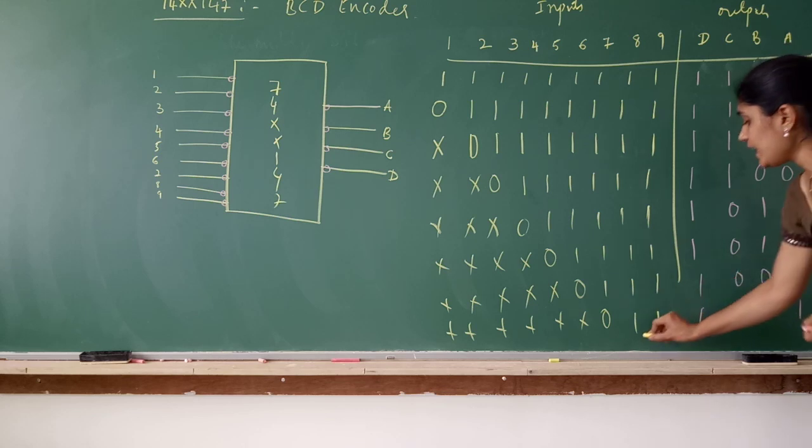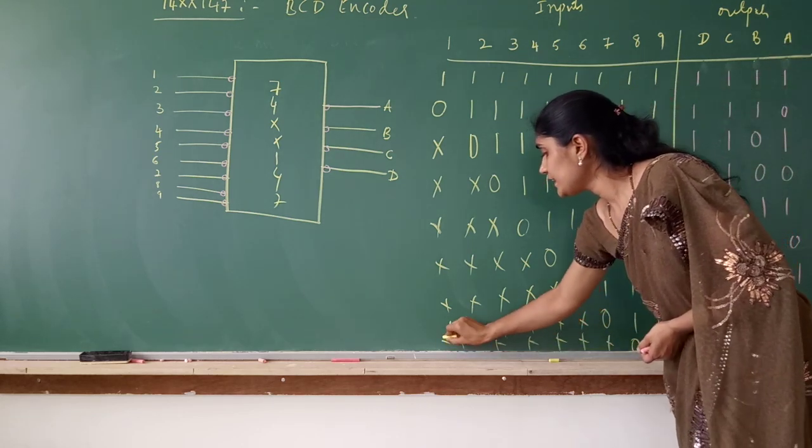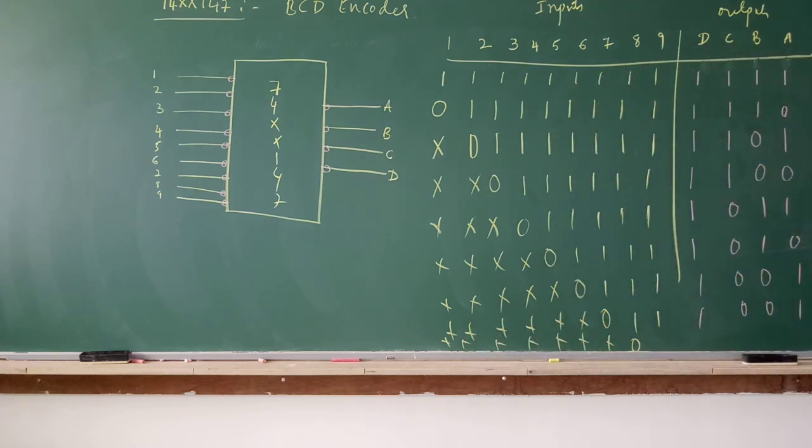Similarly, if 8 is active, sorry, somewhere I missed. Yeah, this is 1, 1, 1, right? 0, 1, 1, 1. So 0, 0, 0. Similarly, if 8 is active, 1, 0, 0, 0.